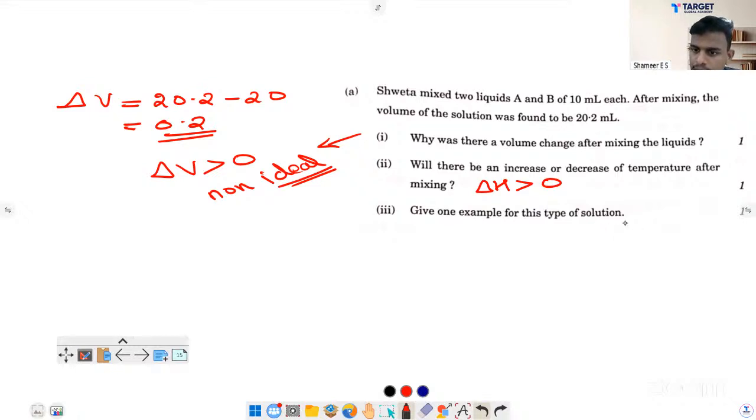Give an example of this solution. This is positive deviation. Positive deviation from Raoult's law. You can write alcohol water mixture. Okay, acetone CCl4, acetone chloroform, acetone plus CS2. That kind of mixtures, anything. Anyway, how to find out this is positive deviation? Delta V greater than 0 means positive deviation.